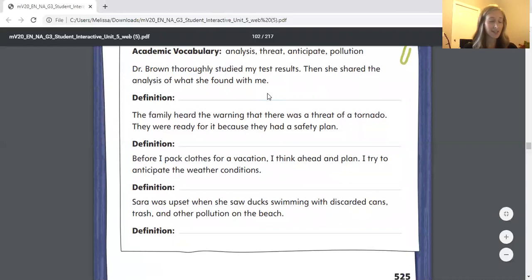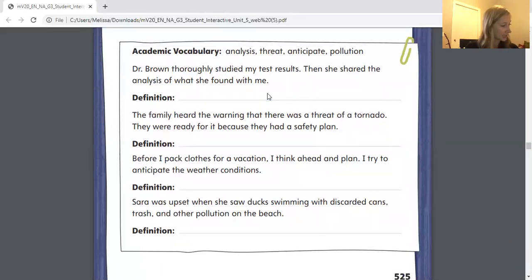So what's the definition? The definition would be the study of something in great detail. You can go ahead and write that down. So an analysis is the study of something in great detail. So you're not just learning a little bit about something, you're really analyzing it, you're studying it, you are learning as many details about it as possible.